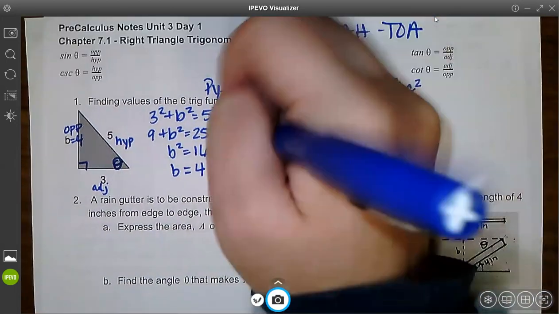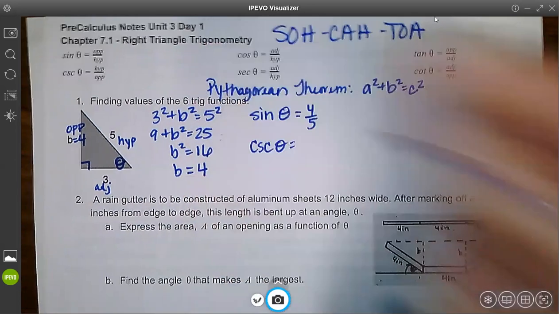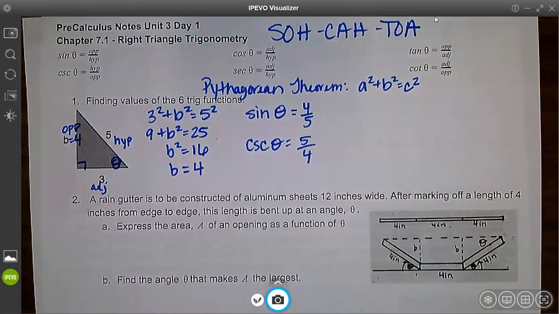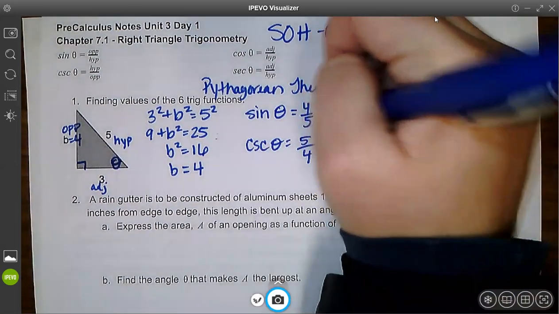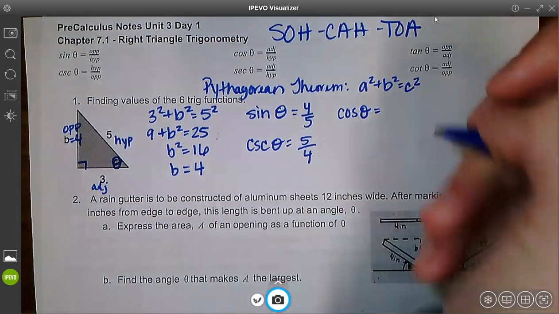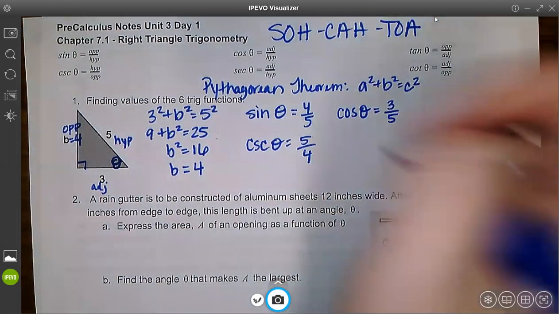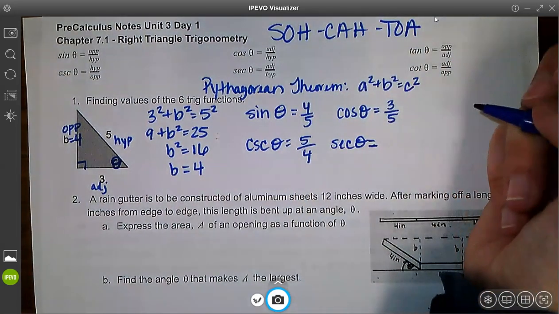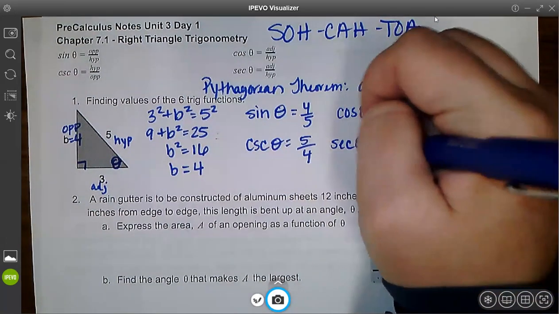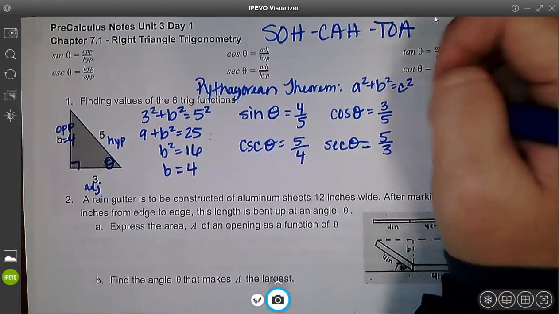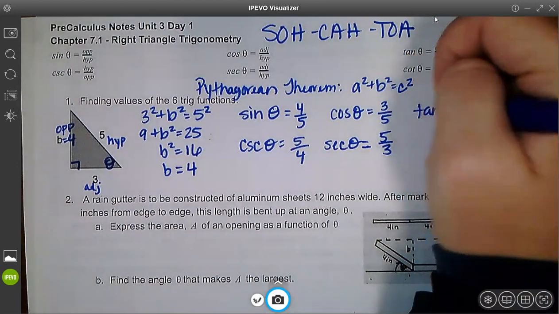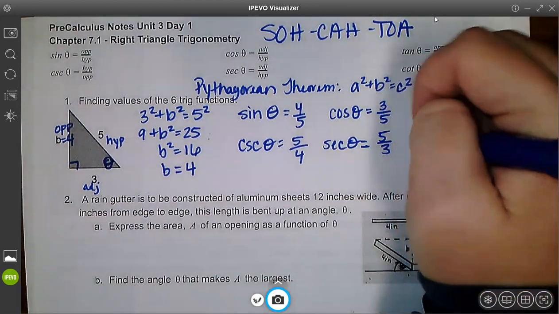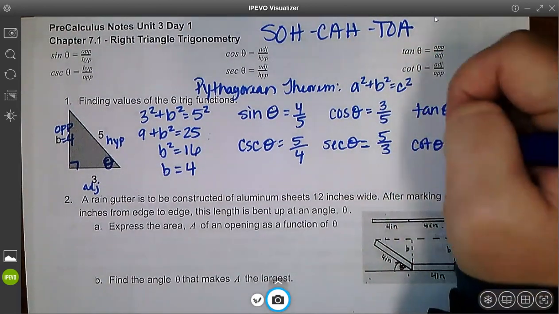And cosecant is the reciprocal of that. So it would be the hypotenuse over the opposite, or 5/4. Cosine of theta is the adjacent over the hypotenuse, so that would be 3/5. And the secant of theta would be the hypotenuse over the adjacent, or the reciprocal of cosine, 5/3. Tangent of theta is opposite over adjacent, so that's 4/3. And the cotangent of theta is adjacent over the opposite, which is 3/4.